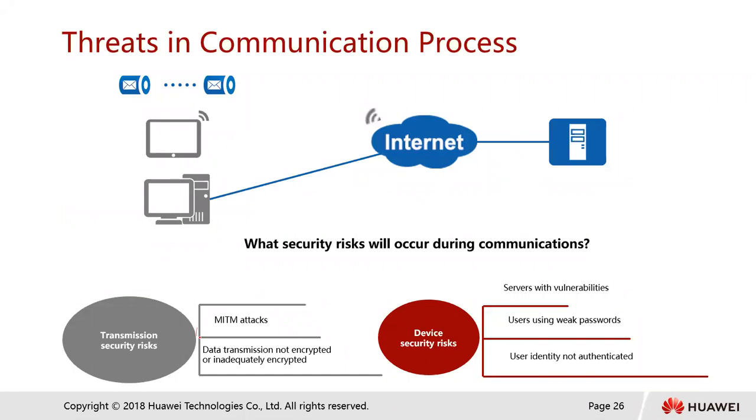So transmission security risks: we may have man in the middle attacks. Someone just goes there and starts phishing or spoofing. And of course, data transmission not encrypted or inadequately encrypted. People will be able to make use of that vulnerability, and they will attack and steal your information.